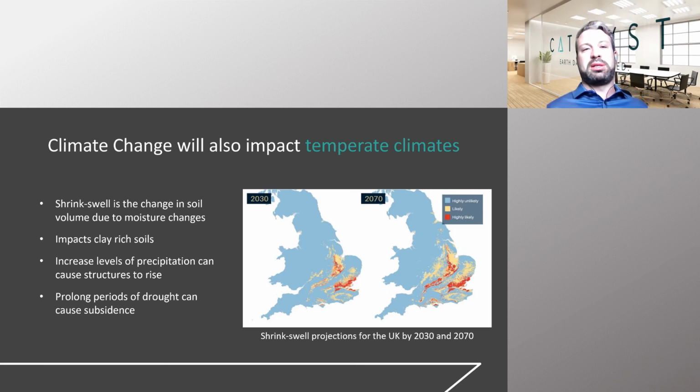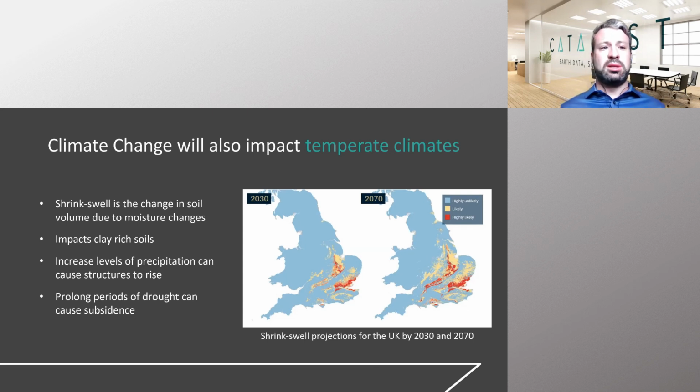Shrink swell is basically the concept that as moisture levels change within clay-based or clay-rich soils, this can cause uplift as well as subsidence. And as the moisture levels decrease, this can cause the clays to crack and break down, which can cause sudden subsidence events, essentially where the pavement, roads and railway networks can suddenly dip down and cause damage and require costly maintenance.